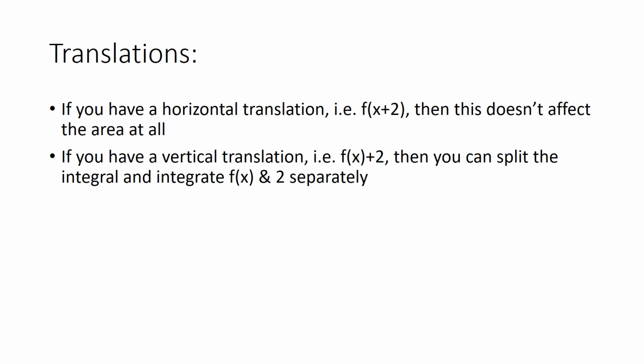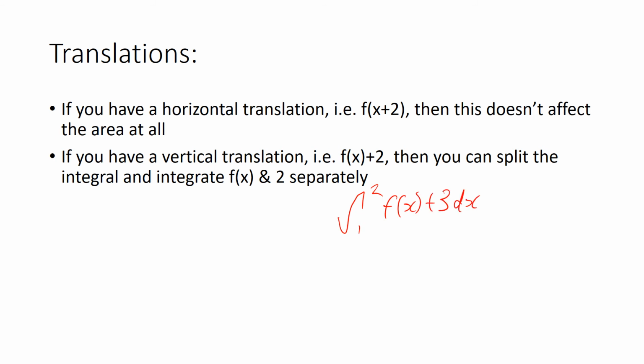So take home a couple of other things. If we have a horizontal translation, so it's something like f of x plus 2, if you imagine moving our rectangle to the left or to the right, that's not going to change the area of the rectangle above the x-axis. So any of those horizontal translations don't affect your area. If you have a vertical translation though, then you can split your integral and integrate the two parts separately. To give you an idea of what this looks like, we have the integral between 1 and 2 of f of x plus 3 dx.